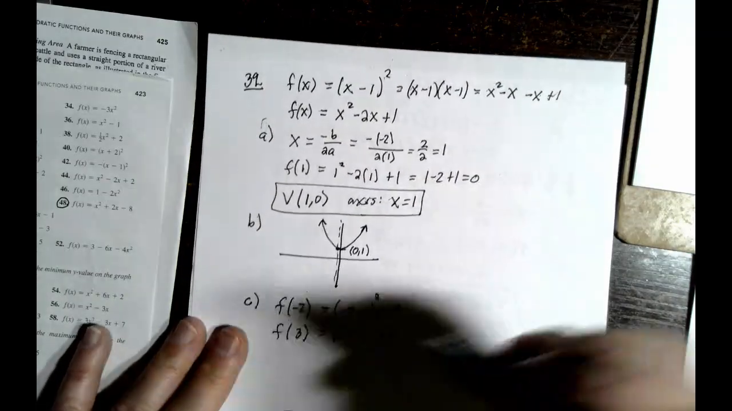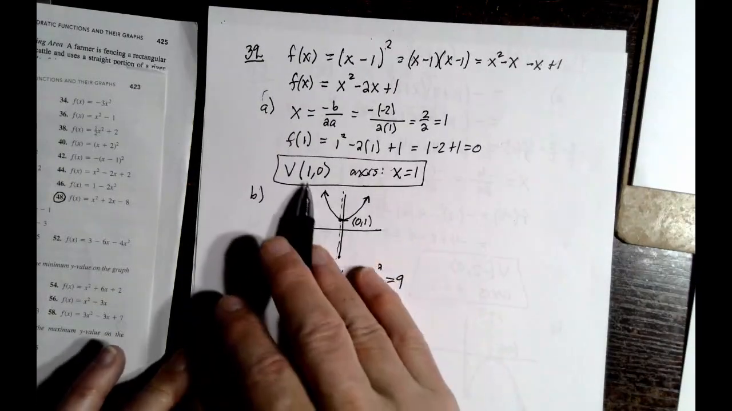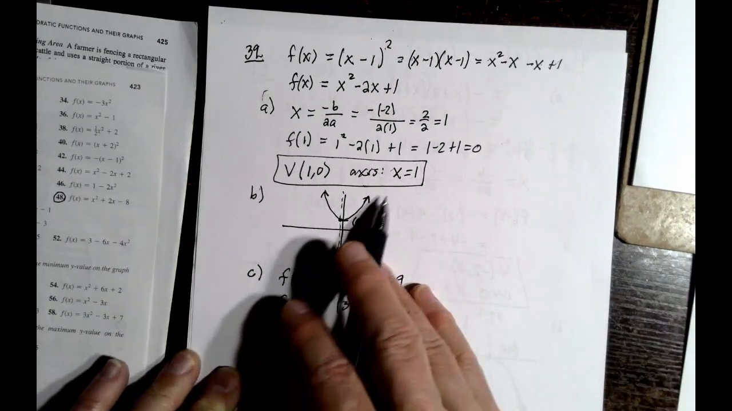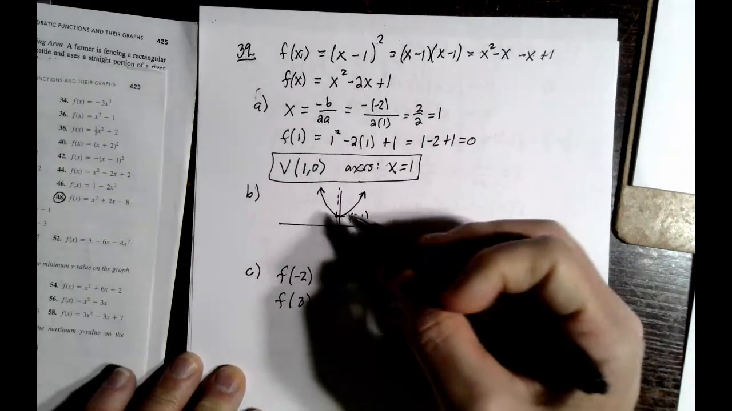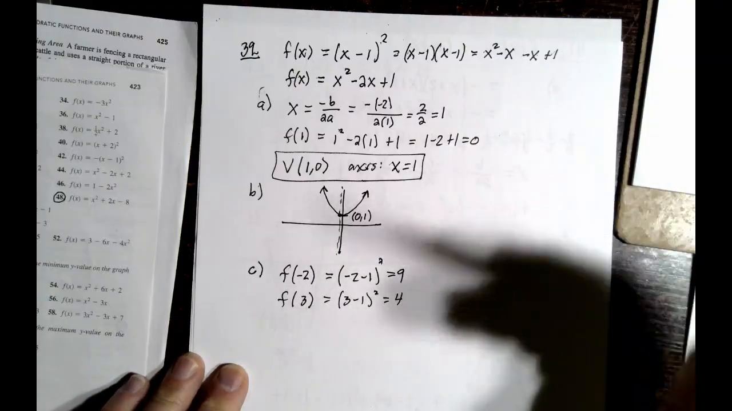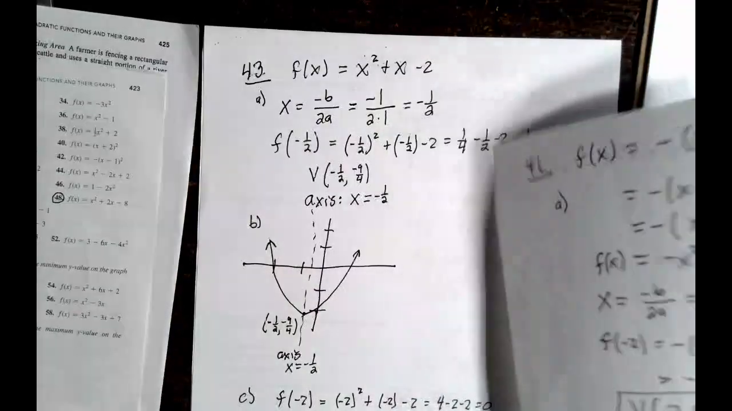You do all your math like you did before. And you get a vertex of 1, 0. Axis of symmetry is x equals 1. There's your vertex, there's your graph, there's your axis of symmetry. And when you draw the axis of symmetry, you draw it with a dotted line, by the way. And they plug in a minus 2 and a positive 3 there for that one.